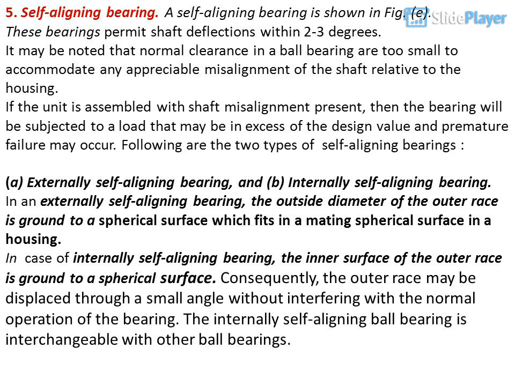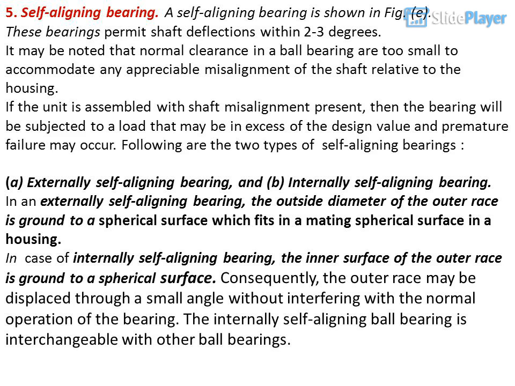5. Self-aligning bearing. A self-aligning bearing is shown in figure E. These bearings permit shaft deflections within 2 to 3 degrees. It may be noted that normal clearances in a ball bearing are too small to accommodate any appreciable misalignment of the shaft relative to the housing. If the unit is assembled with shaft misalignment present, then the bearing will be subjected to a load that may be in excess of the design value and premature failure may occur.